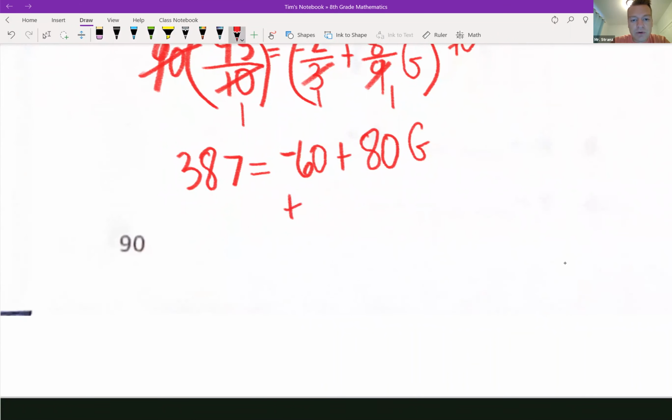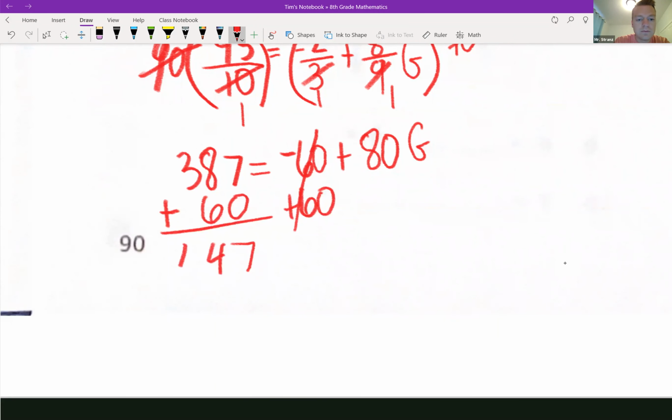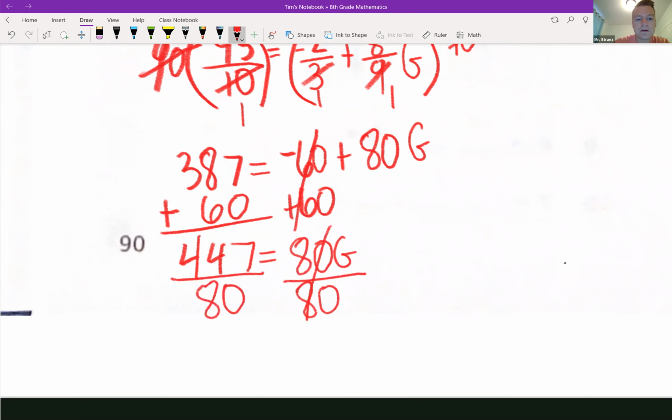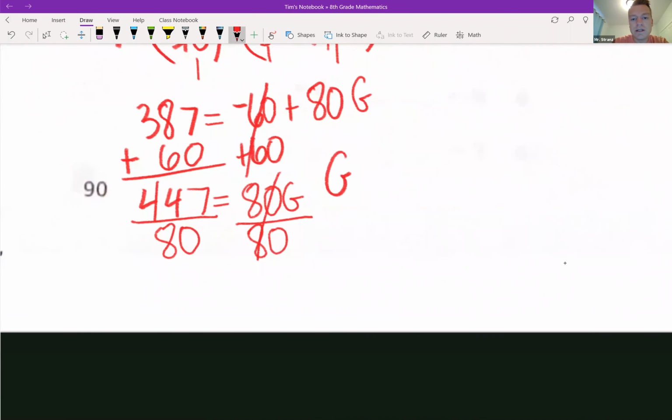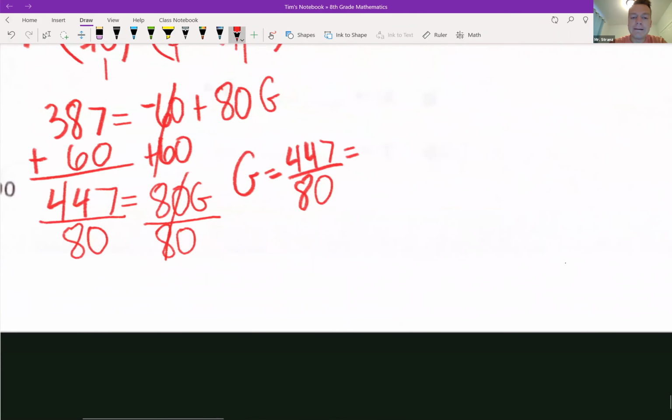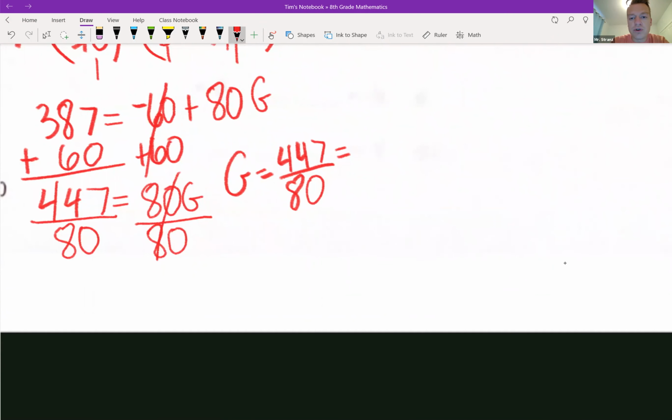I'm going to move this 60 over. Cancels that out. Move 60 over here. I'm left with 447 equals 80g. And now I just need to divide by 80 on both sides. g is going to equal 447 over 80. If we simplify that, 80 times 5 is 400, so 5 and 47/80ths. Kind of a strange answer to that one.